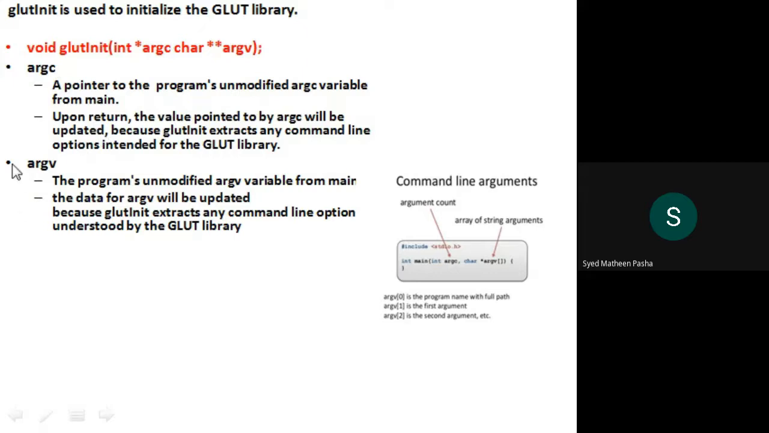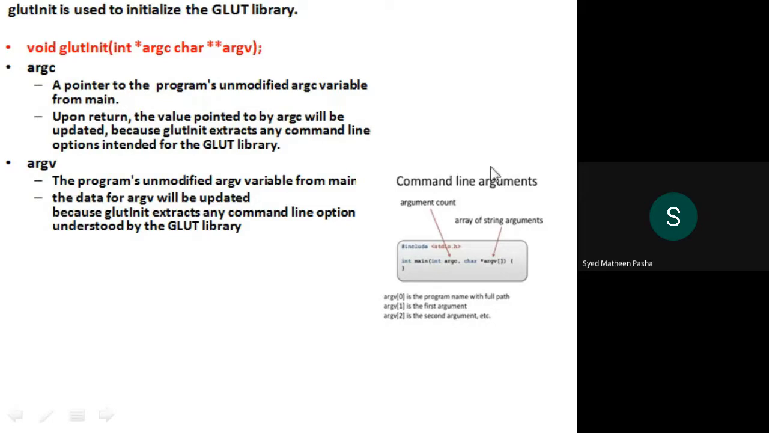So what happens in argv? In argv, the unmodified argument vector variable is given to main, and then the data for argv will be updated because it extracts some command line options, which are understood by the GLUT library. Both the commands or the parameters are the same, but the count, the last value changes. The count changes as well as the vector changes here.